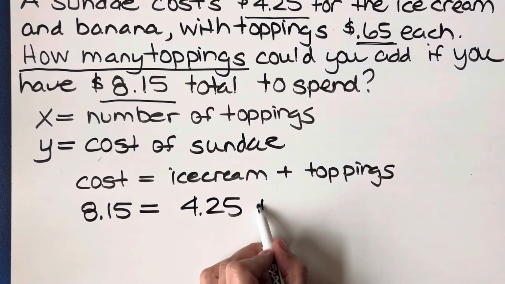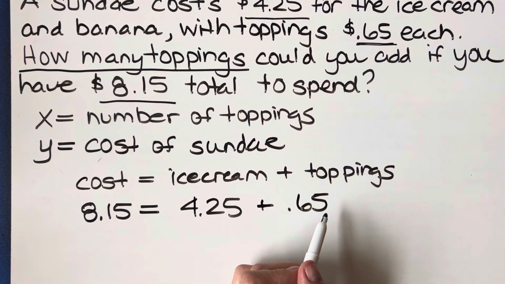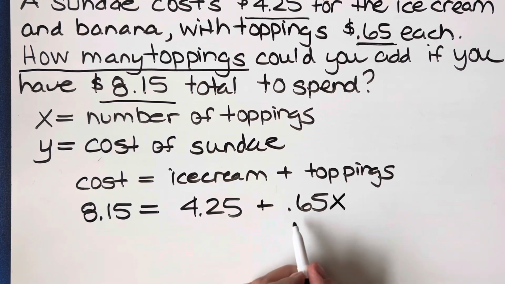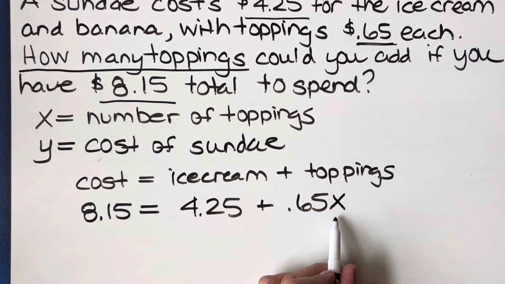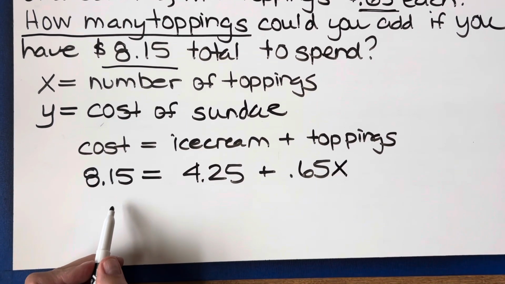Now, when I get to the toppings, I know there's 65 cents, but again, everybody chooses a different amount. That's our X value. So if I got 1 topping, I would just multiply it by 1, 0.65 times 1. If I got 3 toppings, it would be 0.65 times 3. But we want to know what this number is, X, if we're spending all of our money.